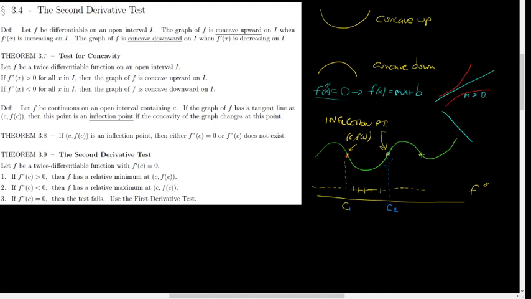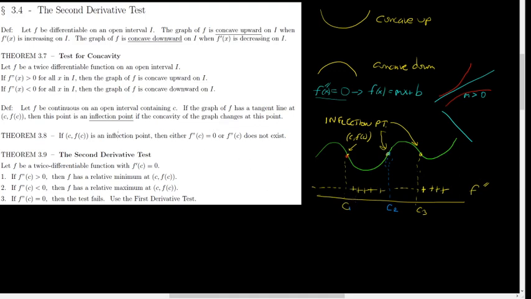And right around here, say C3, this is also an inflection point because the concavity changes from down to up, or the second derivative changes from negative to positive. So 3 inflection points, right? So if the concavity changes, that's what makes it an inflection point, right?